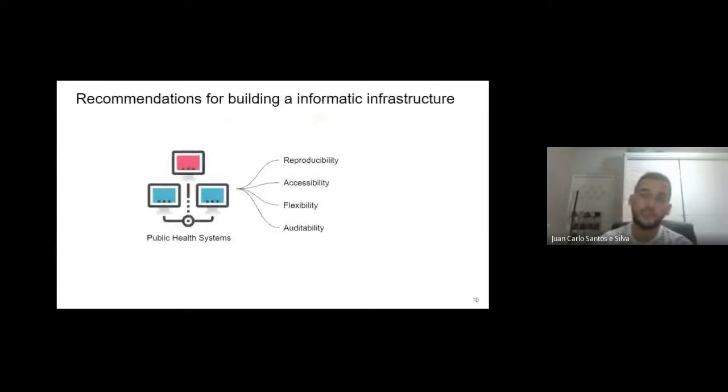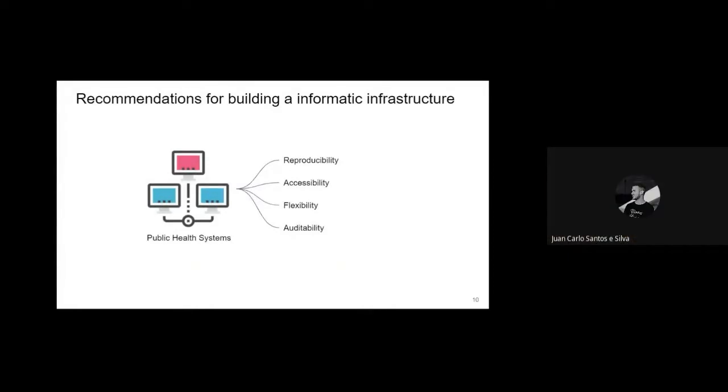Based on these issues, they described a list of recommendations based on four statements: reproducibility, accessibility, flexibility, and auditability. Reproducibility to standardize data across agencies and public health databases. Accessibility to both economic and technical resources. And flexibility to provide a set of tools. All of these recommendations are based on these four statements: reproducibility, accessibility, flexibility, and auditability.